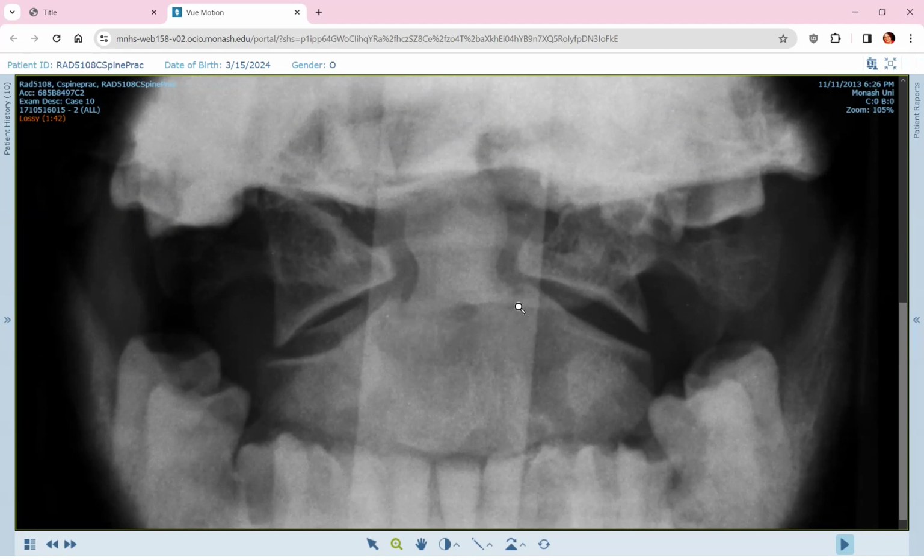Odontoid fractures are in three types. Type 1 is at the tip. Type 2 is at the base, and then the type 3 fracture extends through the base to the body of the axis. Now, type 1 and type 3 are fairly stable, whereas type 2 fractures are unstable fractures. So this then is a fracture through the base of the odontoid, which is a type 2 fracture, and it is also an unstable fracture.